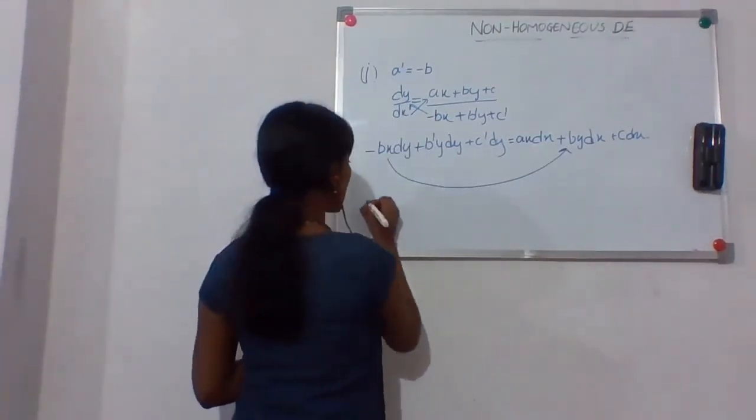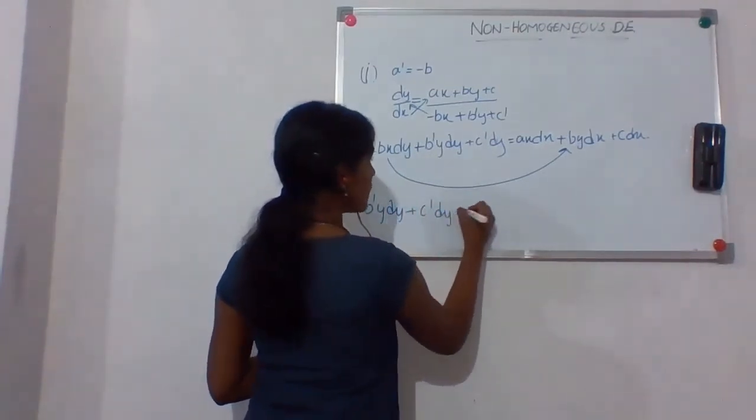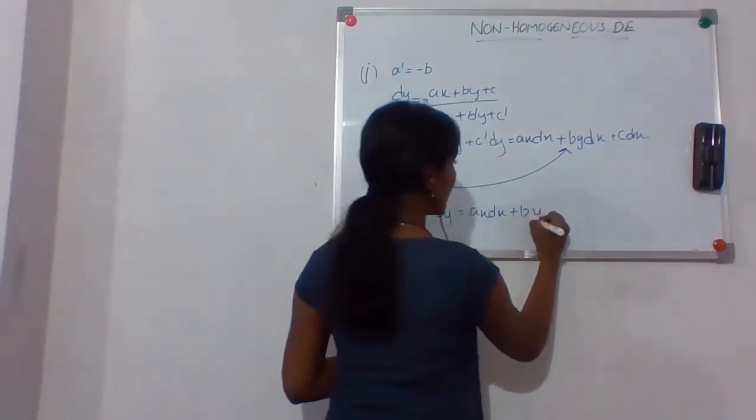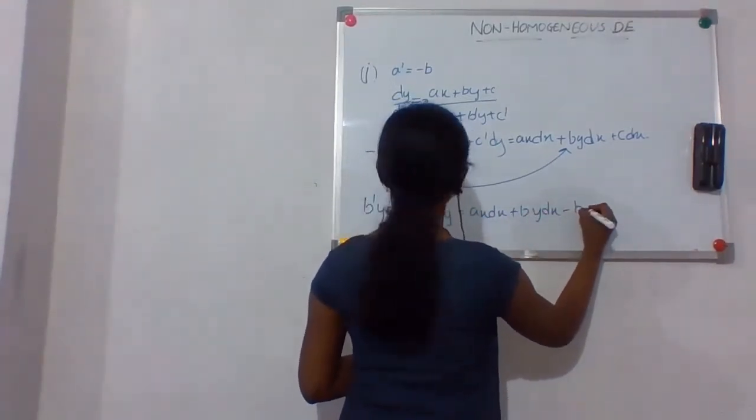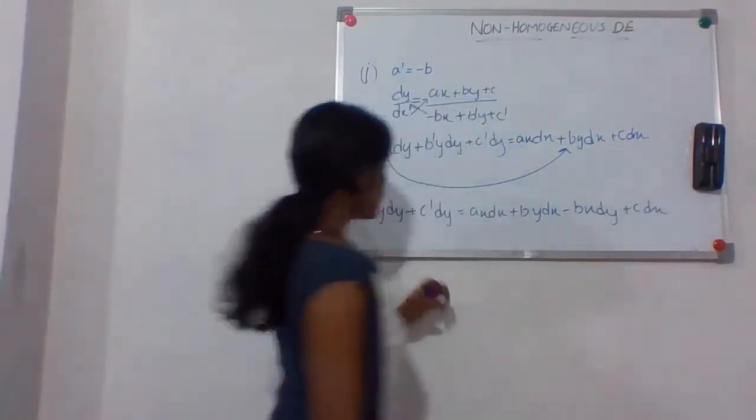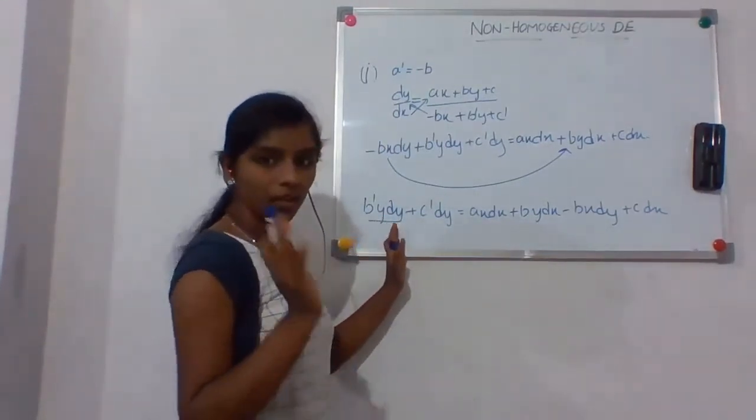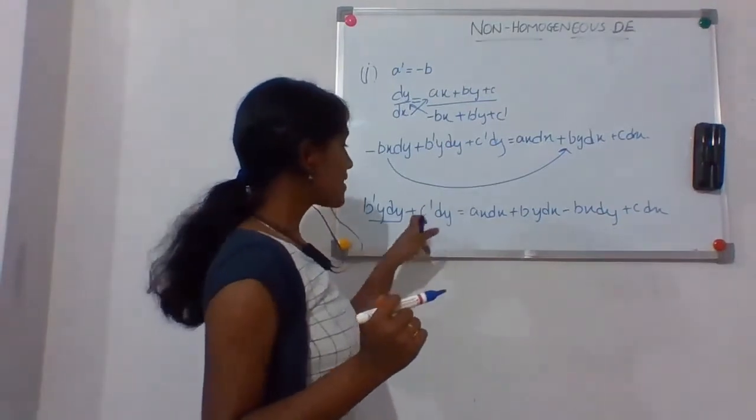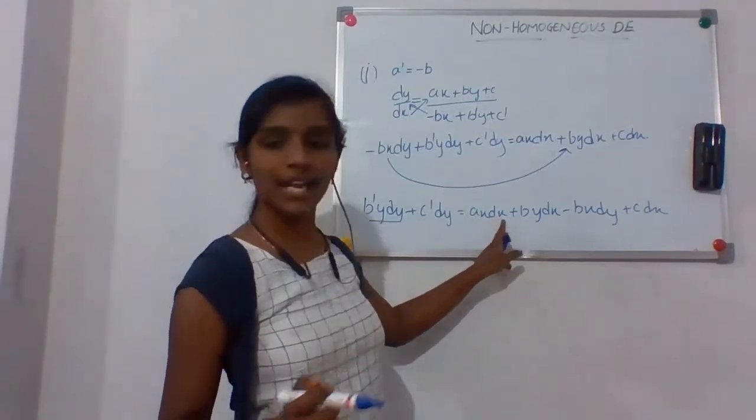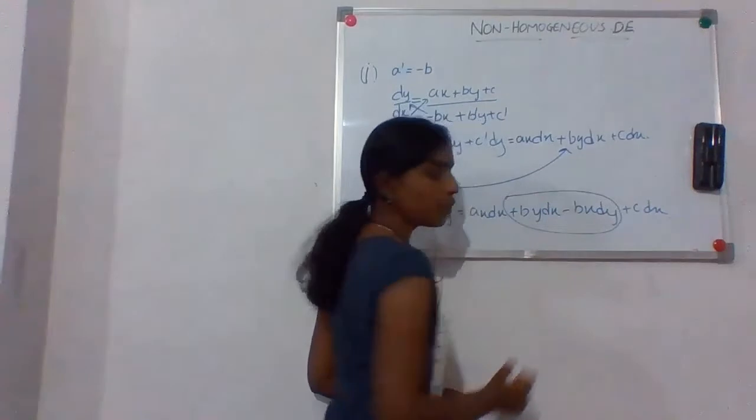And now what is going to happen? b dash y dy plus c dash dy is equals to ax dx plus by dx minus bx dy plus c dx. So here, as you can see, you can do this because y and dy, you can do the integration of that, and this is a constant. You can do this also because x and dx, and this also because this is a constant. So now this is in the middle which you can't do, right?